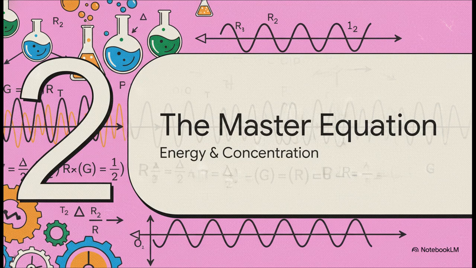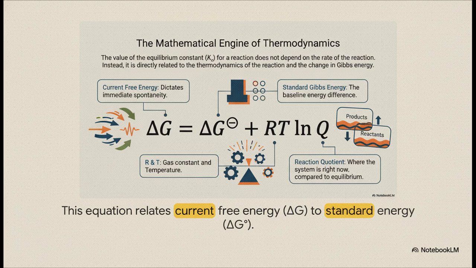To account for all of that, we need what I like to call the master equation. It's the mathematical engine that really drives all these calculations. And here it is. Delta G equals delta G naught plus RT times the natural log of Q. Okay, let's break that down because it's not as scary as it looks.